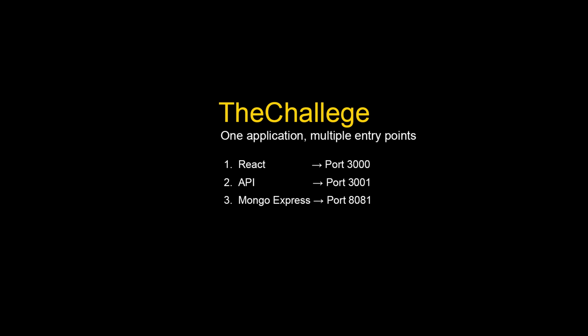When we have multiple services in the application, we need a proper way to manage incoming requests. For example, our React application runs on port 3000, our backend API runs on port 3001, and Mongo Express has its own port. But users shouldn't need to know about these internal ports or connect to each service separately. We need a single entry point that receives user requests and sends them to the correct service.